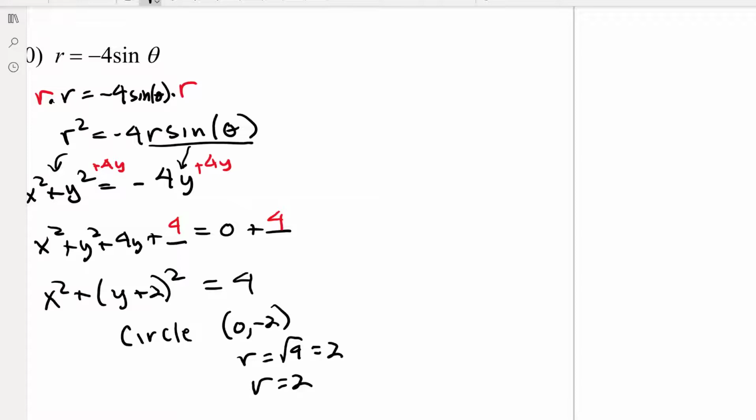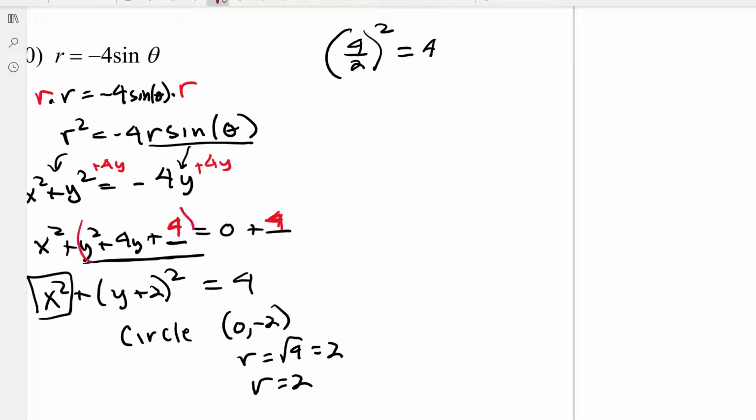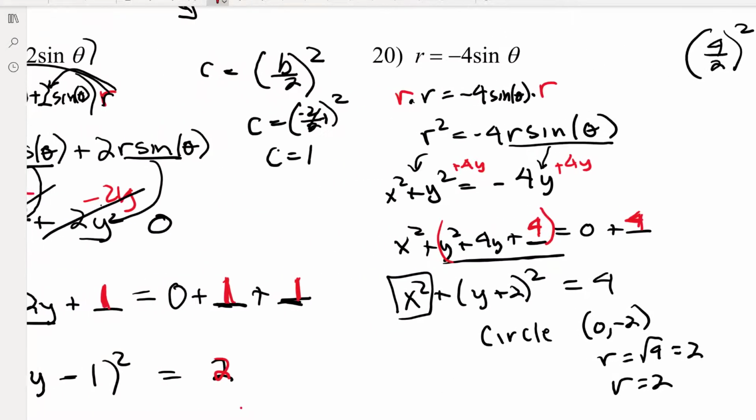So the x squared, we don't have to complete. That's just going to be x squared. And then to complete the square, when you have a 4y, half of 4 is 2. 2 squared is 4. So then we add 4 to both sides. And then this completed square, oh, I forgot to say that over here.